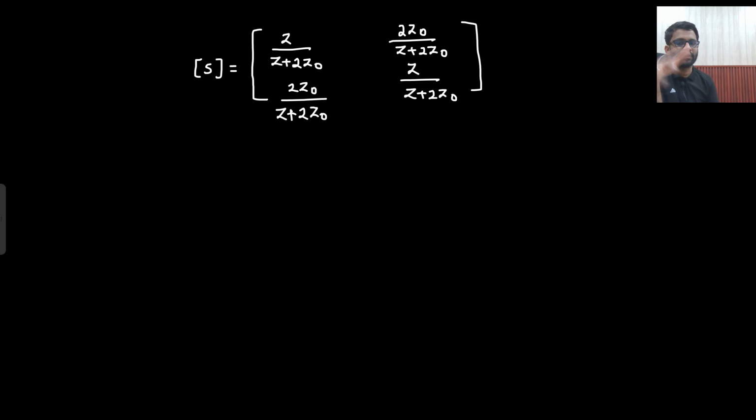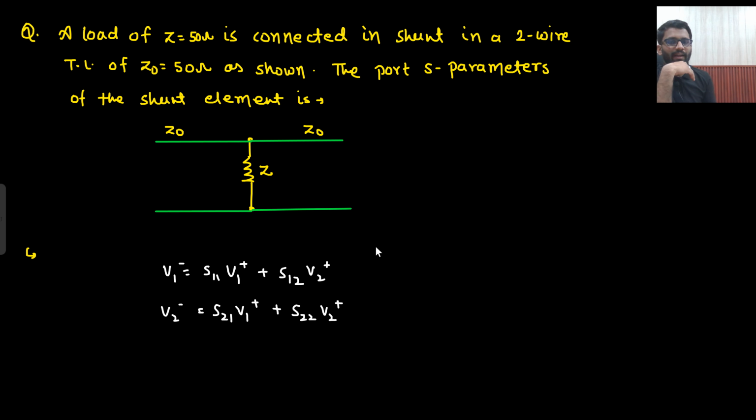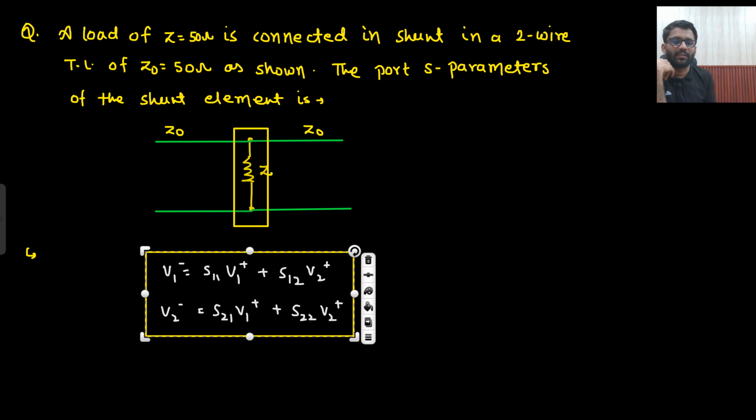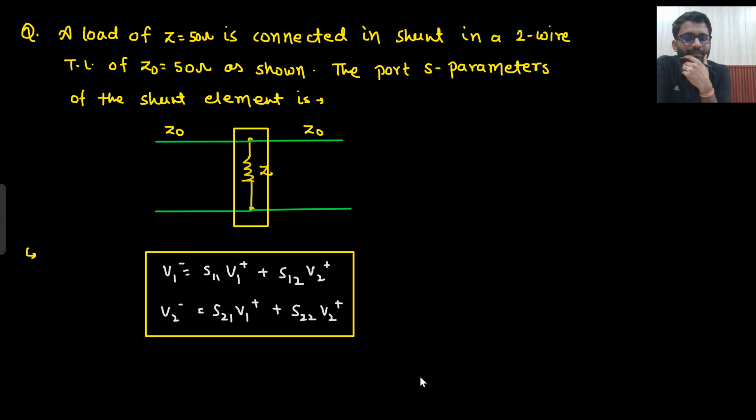Fine. So this is how you are going to find your scattering parameters. Very easy thing. Try doing this one now. Just in place of the series element, now there is a shunt element. So this is your two-port network, and now you need to define your parameters. This is your relation: V1 minus is equal to S11 V1 plus S12 V2 plus, V2 minus is equal to S21 V1 plus S22 V2 plus.